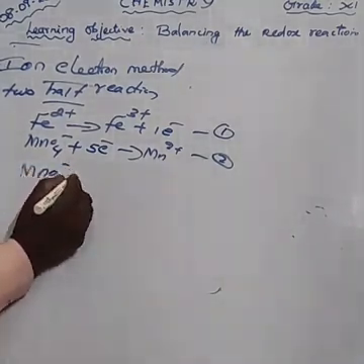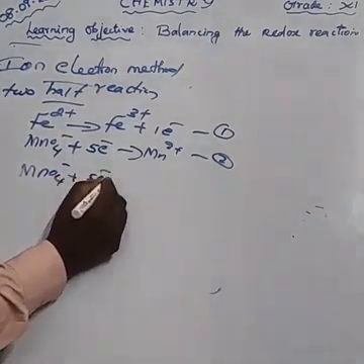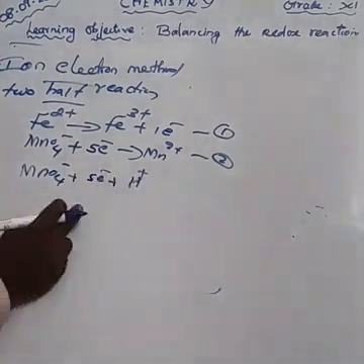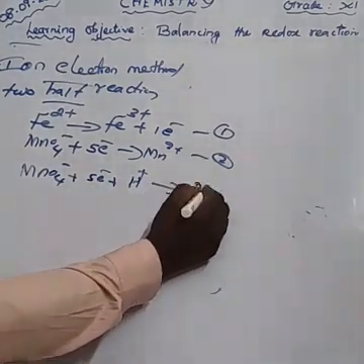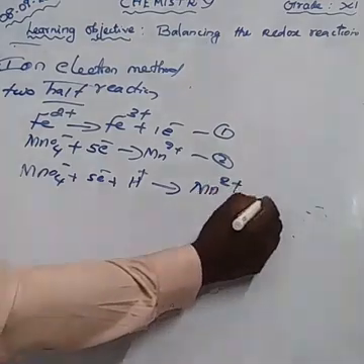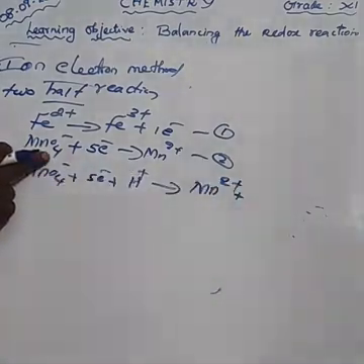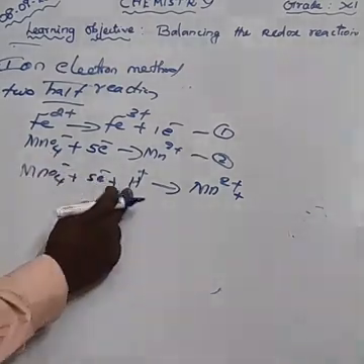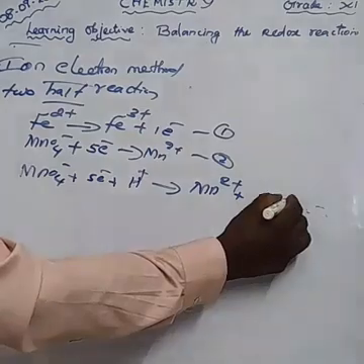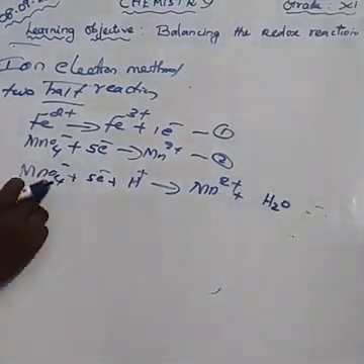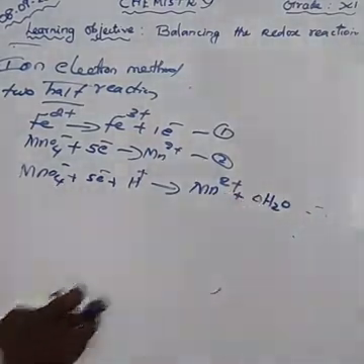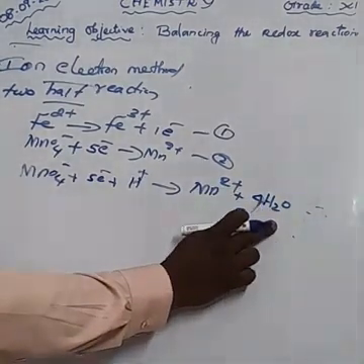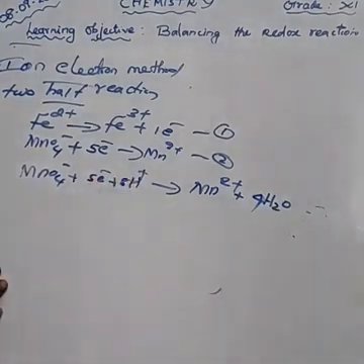MnO4- plus 5 electrons plus 8 H+ gives Mn2+ plus 4 H2O. Here we are adding 4 oxygen and also hydrogen, so we write H2O, adding water. 4 oxygen, so take 4. Now how much hydrogen is there? 8 hydrogen, 8 H+.